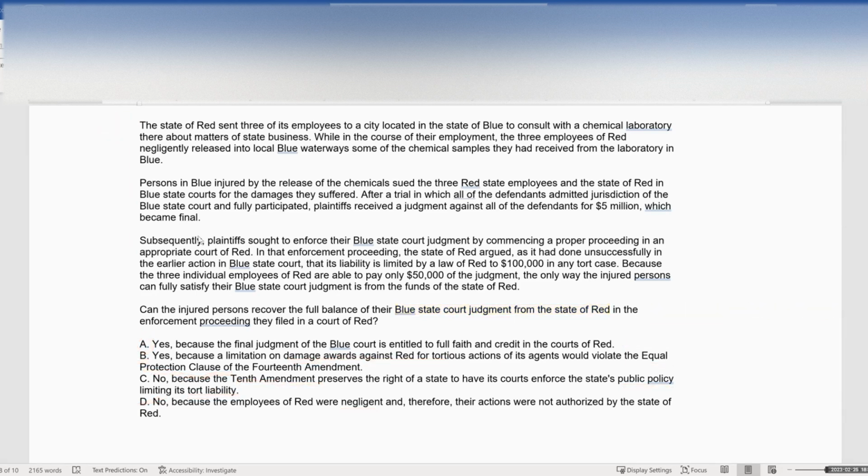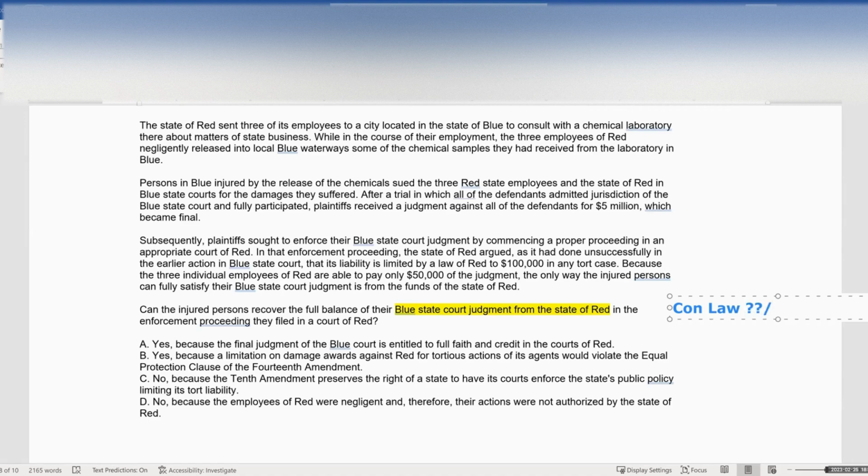Now we will run through this constitutional law question, doing the call of the question, looking at the answer choices, then going up to look at the fact pattern. Right. The call of the question is, can the injured persons recover the full balance of their blue state court judgment from the state of red in the enforcement proceeding they filed in a court of red? When I see blue state, red state, that's an indication to me that it is a constitutional law question.